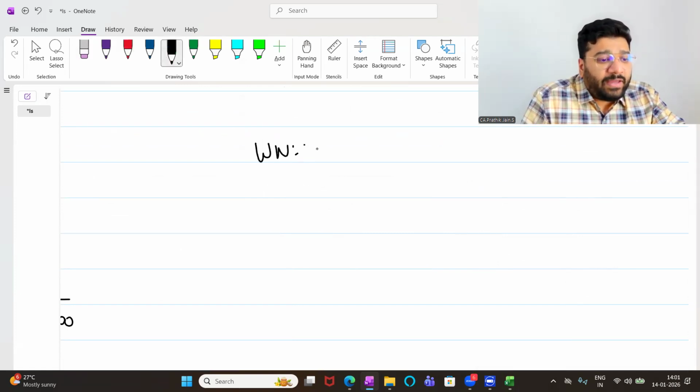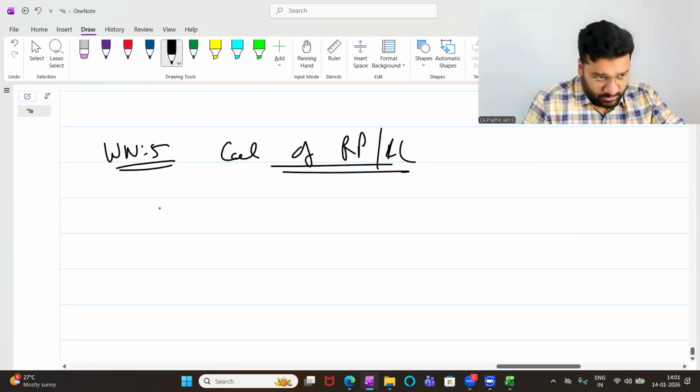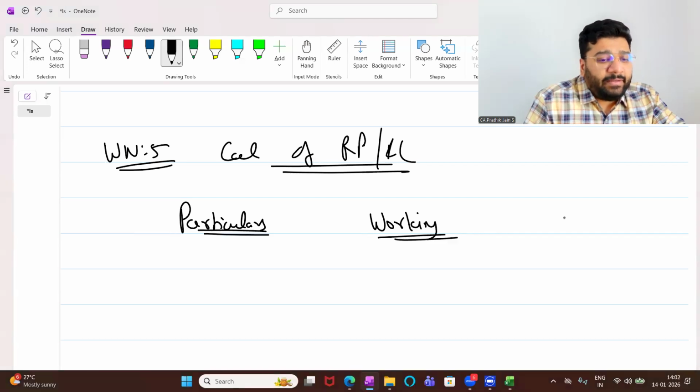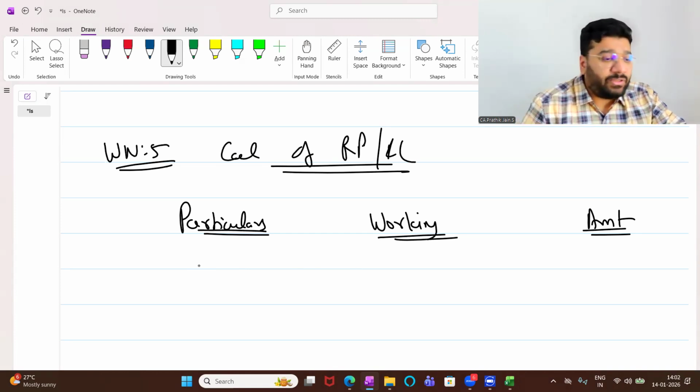Working note number 5. Calculation of revaluation profit or revaluation loss. Here you have only one asset. Particulars, working and amount. Now don't do anything, just observe first. We are trying to compare what with what. We are comparing market value with book value, as on which date? Date of acquisition.